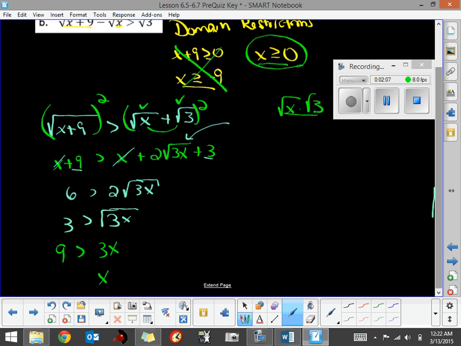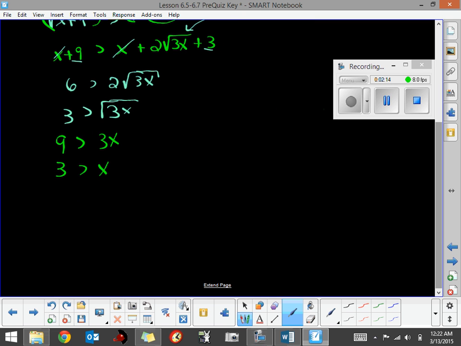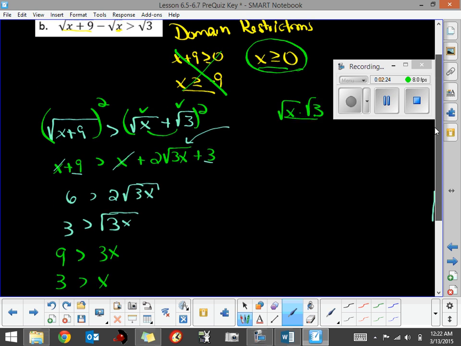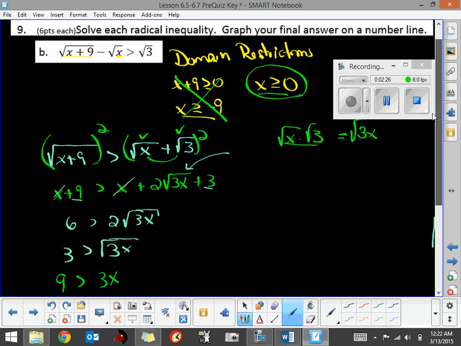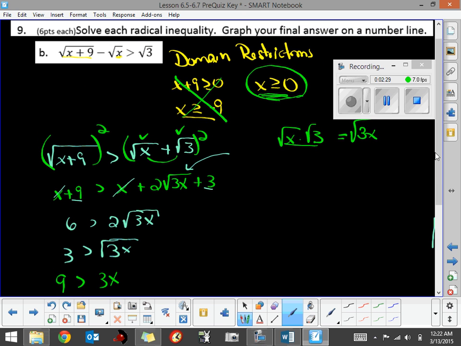Then we can continue and divide by 3, which means 3 is greater than x, which, as I said in the last video, I really prefer to have the x on the left side, so that means x has to be smaller than 3. Okay, so for our solution set, we want every x value that's smaller than 3, but our domain restriction says it has to be a number greater than or equal to 0.